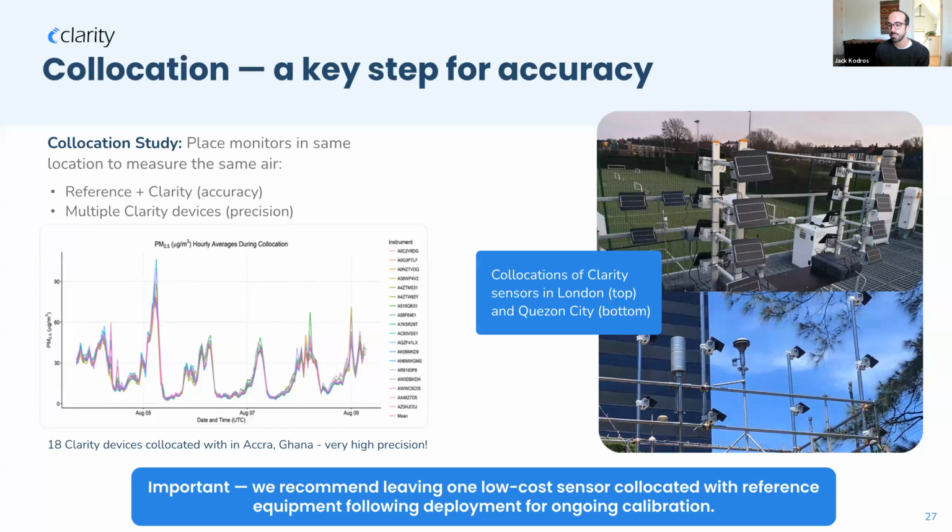An example is being shown on the left. This is London. You can see several Clarity sensors, and those can be identified by the small black solar panels. And they're on top of a reference regulatory site, so they're all measuring the same air. One thing I think is vitally important for all projects is to leave at least one low-cost sensor co-located with the reference throughout the course of the project. So in this way, we can monitor not only conditions at the start of the project, but after a month, after 5 months, after 2 years, and keep an eye on data quality.